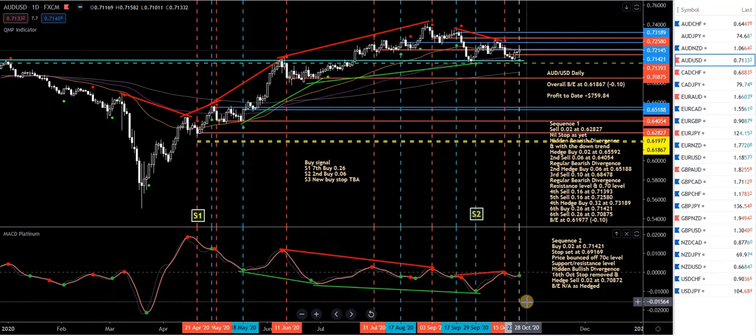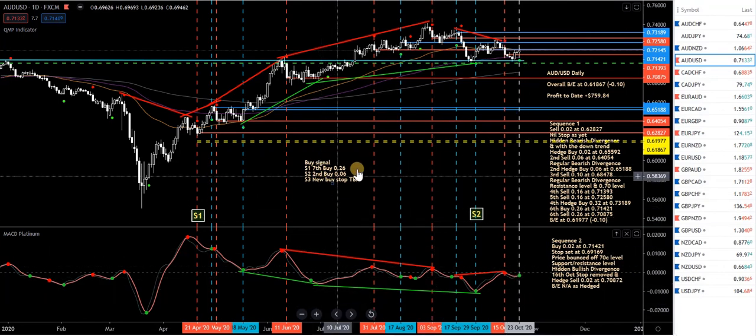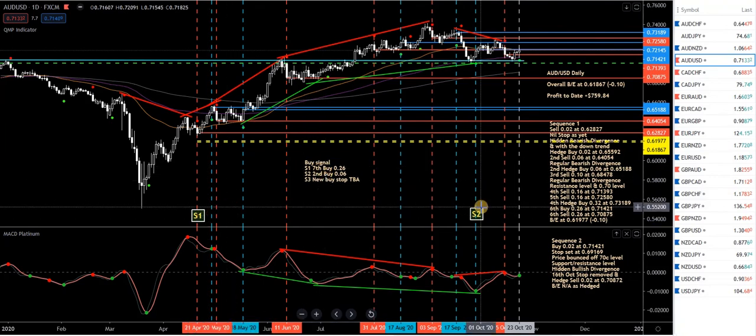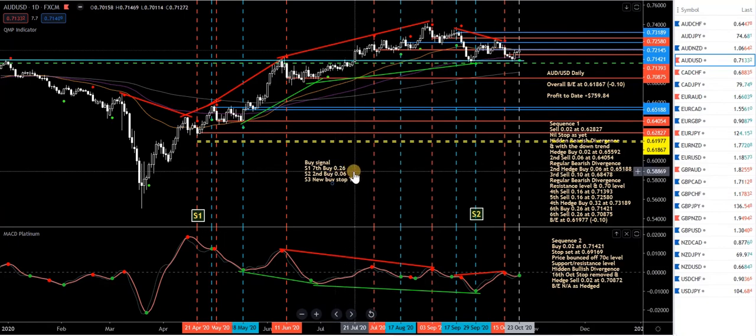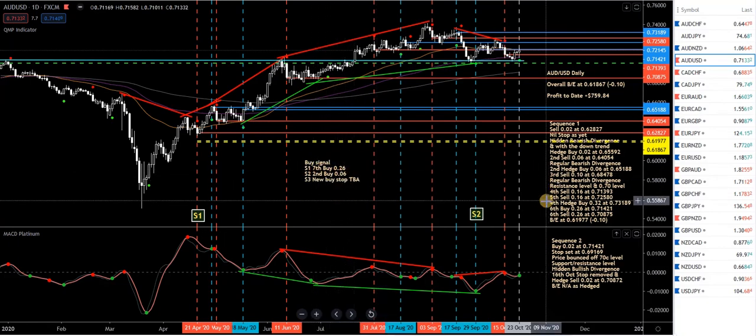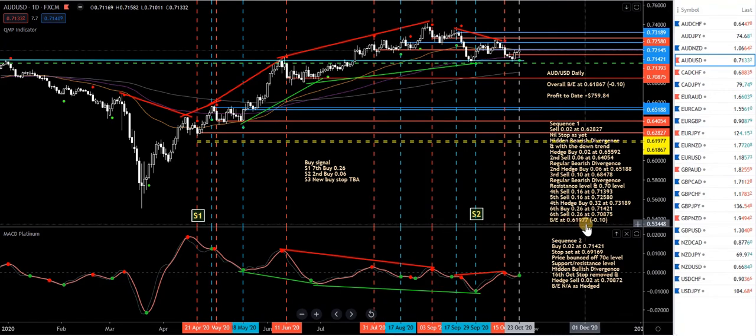Now, because I can plan, I can start working out what I'm going to do. Now I've got sequence one, I've got sequence two on. So what I'm looking at now, on sequence one, I'll take a seventh buy. You can see that'll give me a plus 0.16. So that'll push me up there.